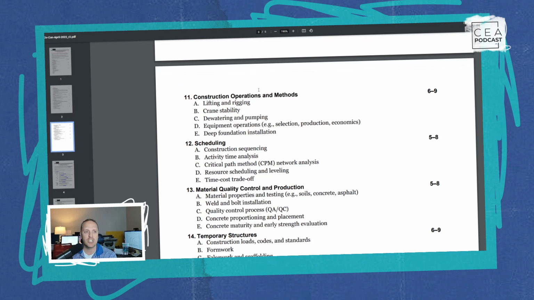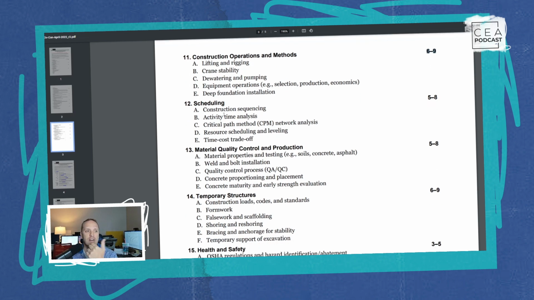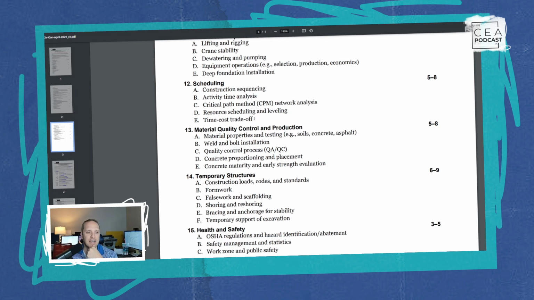Then you jump into construction operations and methods for number 11, which is 6 to 9 questions. So it's a larger topic. So lifting and rigging, crane stability, dewatering and pumping, equipment operations, as well as deep foundation installations. Number 12 is scheduling. There's 5 to 8 questions on that one, and you're going to be dealing with construction sequencing, activity time analysis, CPM or critical path methods, resource scheduling and leveling, and time cost trade-offs. So everything to do with your PM topics, your project management topics. There's 5 to 8 questions within that one for scheduling.